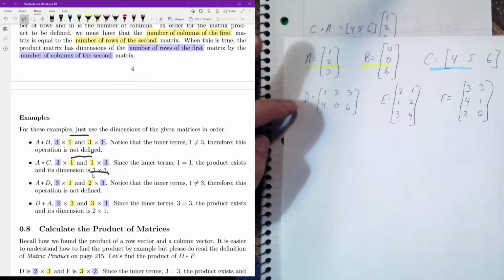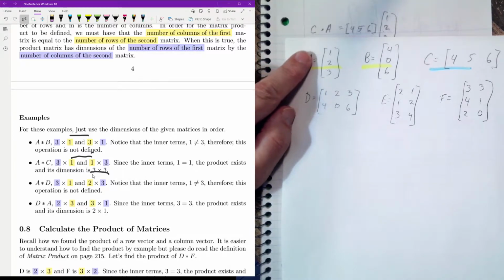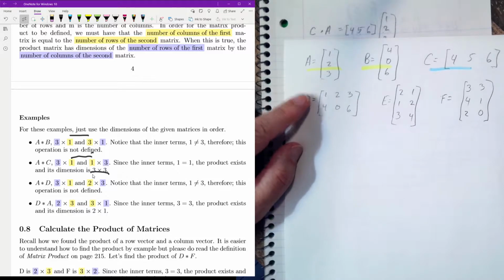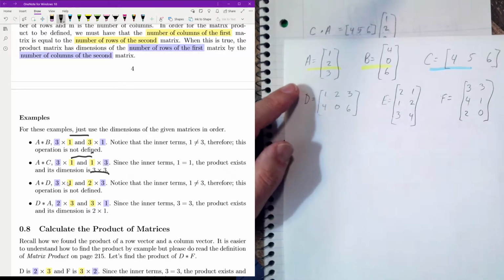A times D. So we have a 3 by 1 matrix and a 2 by 3 matrix. We write these out, 3 by 1, 2 by 3. We note that 1 is not equal to 2, and therefore this operation is not defined.